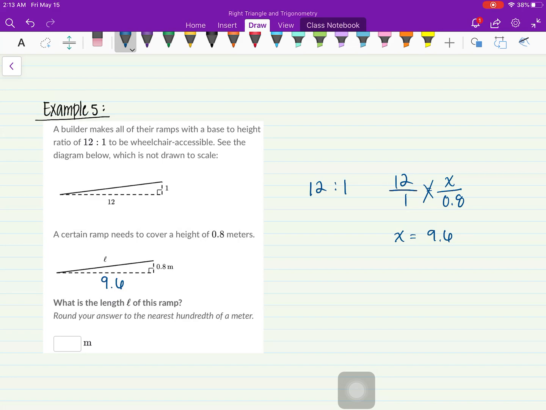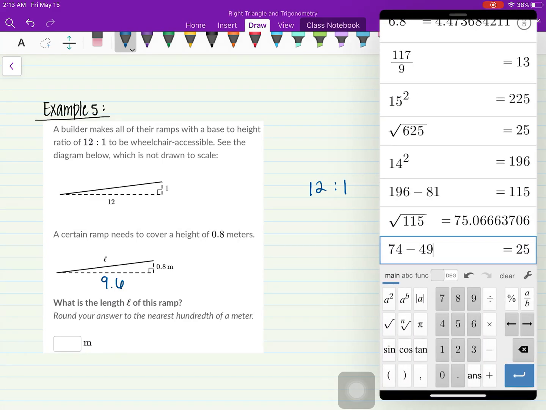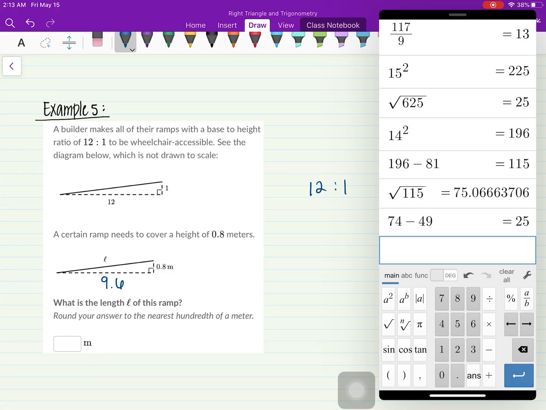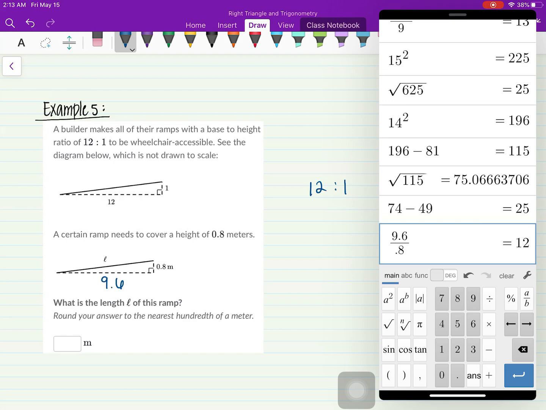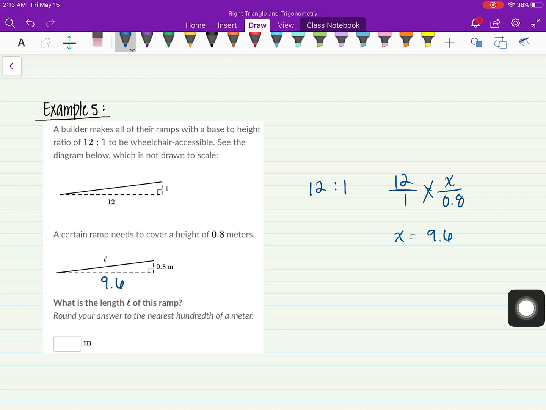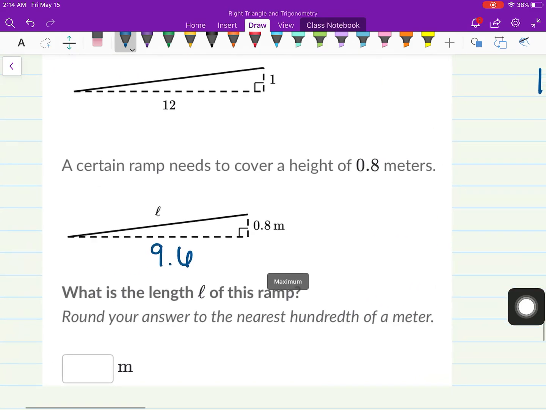And once again, this is a ratio of 12:1. So if I were to divide 9.6 by 0.8, I should be getting 12, which is what the ratio is, 12:1. So from here, I already know 2 of my sides, and I can now find my L value.